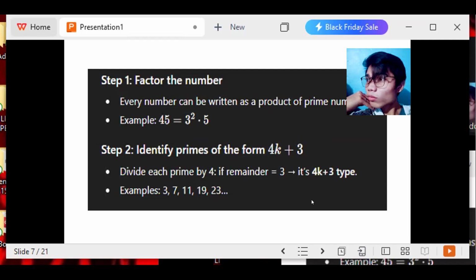Next is identify the primes of the form 4k plus 3. So divide each prime by 4. If the remainder is 3, it's a 4k plus 3 type. Like 3: 3 divided by 4 is 0 with a remainder of 3. So it's a 4k plus 3 type.